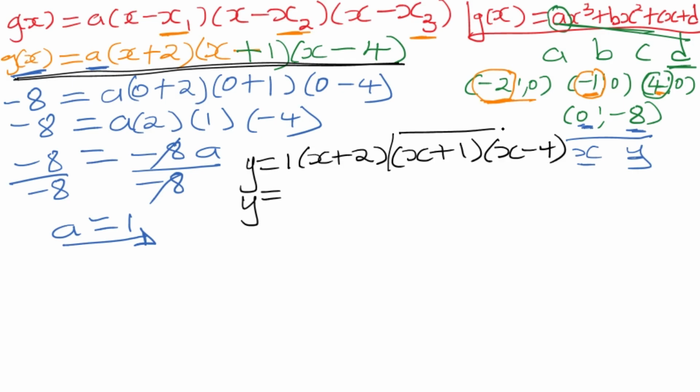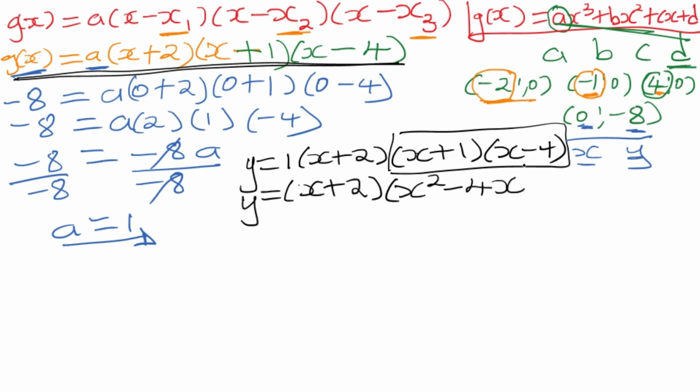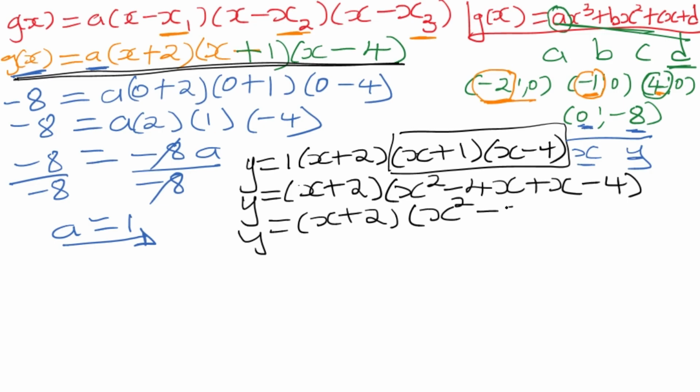So we have y is equal to, let me first multiply these two brackets together. We will have x plus 2, and then x multiplied by x gives me x squared. x multiplied by -4 gives me -4x. 1 multiplied by x gives me x. 1 multiplied by -4 gives me -4. And if I simplify that, I will have x plus 2, then x squared minus 3x minus 4.